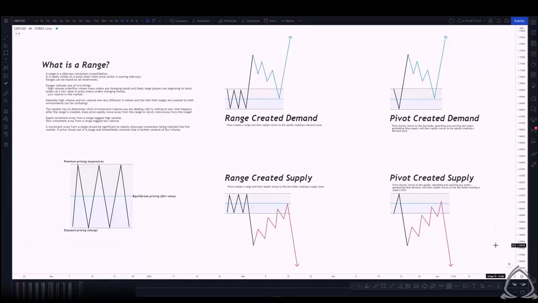One thing to note is ranges can be found on all time frames, and sometimes you need to look up a time frame in order to see that you actually truly are in a range if you're too zoomed in. Ranges indicate one of two things.